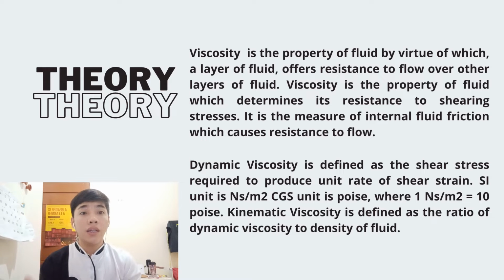We also have here the two types of viscosity. First, the dynamic viscosity, which is defined as the shear stress required to produce unit rate of shear strain. SI unit is Newton second per meter squared, CGS unit is poise, where 1 Newton second per meter squared is equal to 10 poise. The kinematic viscosity is defined as the ratio of dynamic viscosity to density of fluid.